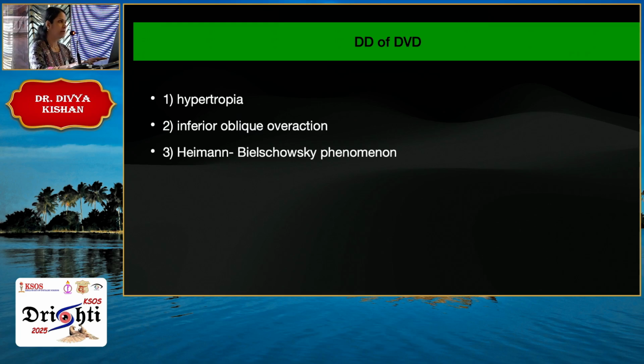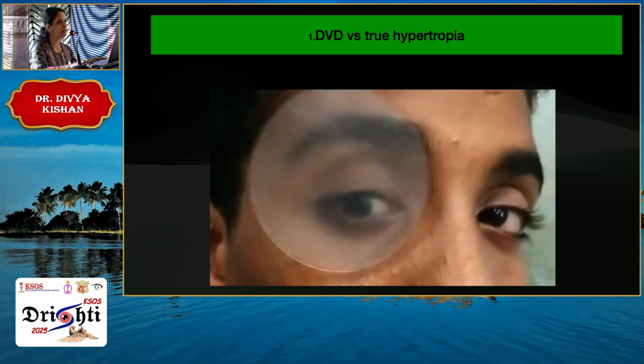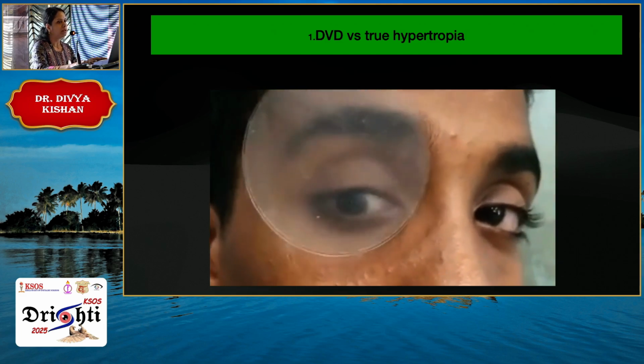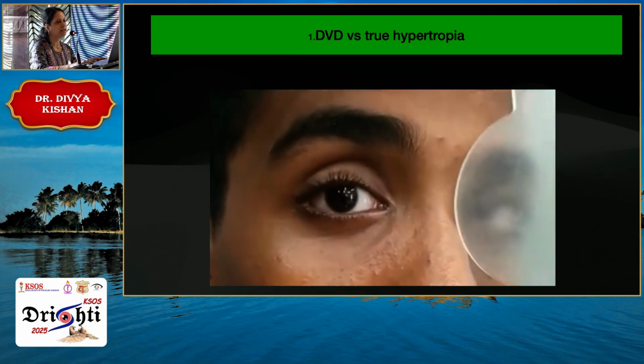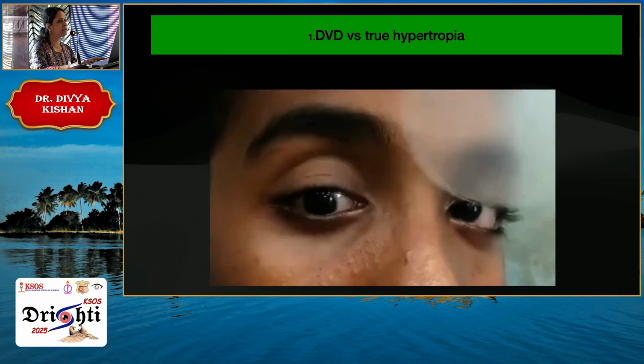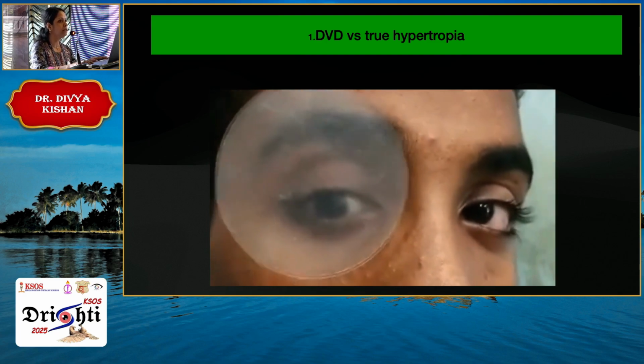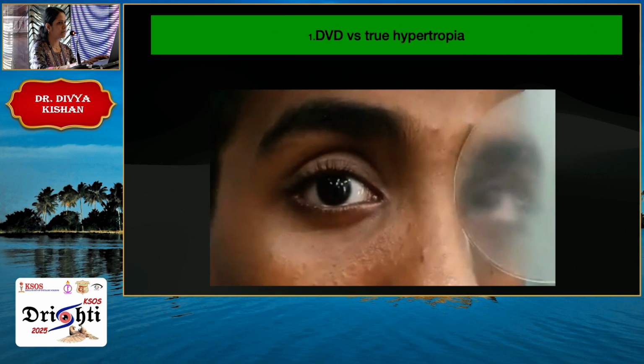It can mimic a hypertropia, a true hypertropia. So this is a patient with a left superior oblique palsy with a left hypertropia. So you can see that the left eye is hypertropic under the cover, and then when the left eye takes fixation, the right eye moves downwards. So that is the typical characteristic of a true hypertropia.